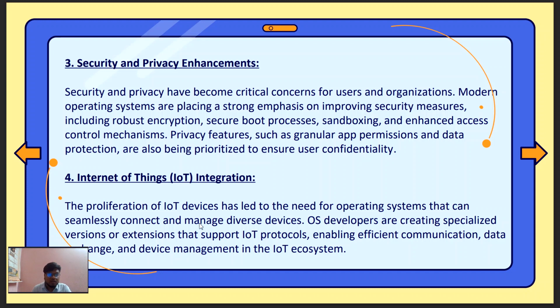Security and privacy enhancement. Security and privacy have become a critical concern for users and organizations. Modern operating systems are placing a strong emphasis on improving security measures, including robust encryption, secure boot processes, sandboxing, and enhanced access control mechanisms. Privacy features such as granular app permissions and data protection are also being prioritized to ensure user confidentiality.